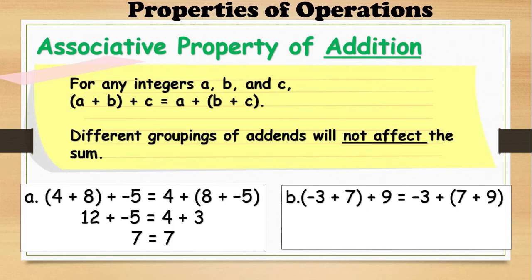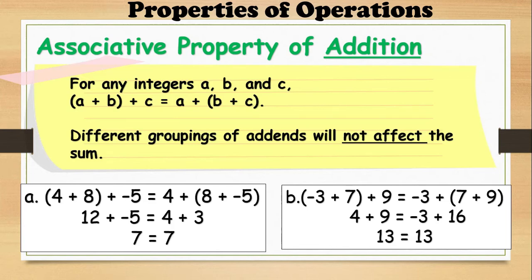Next, we have quantity negative 3 plus 7 plus 9 equals negative 3 plus quantity 7 plus 9. So dun muna tayo sa magkakagrupo. Negative 3 plus 7, we have 4 plus 9 equals negative 3. Then 7 plus 9 is 16. So parehas ba ng sagot? 4 plus 9 is 13 and negative 3 plus 16 is also 13.